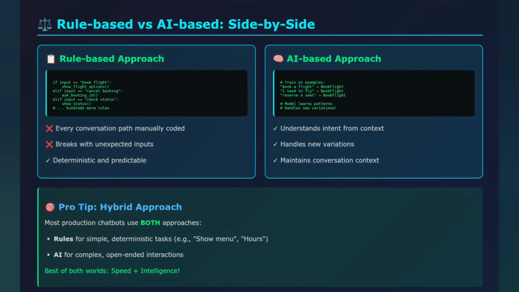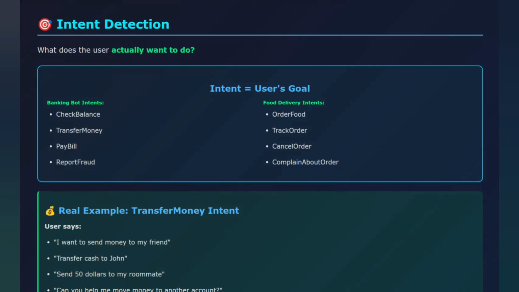And here's a pro tip. Most production chatbots today use a hybrid approach. They use rules for simple, deterministic flows like, show me the menu, or what are your hours? Because why complicate simple tasks? And they use AI for complex, open-ended interactions where understanding user intent really matters. This hybrid strategy gives you the best of both worlds: speed and reliability for simple tasks, and intelligence and flexibility for complex ones. Now, let's dive into the core concepts that power AI chatbots.